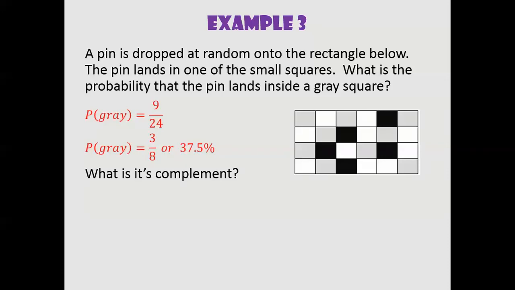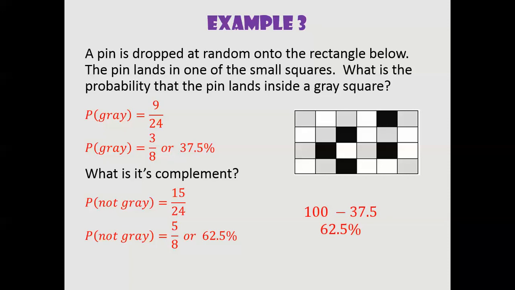All right. The probability of landing on a gray square is 9 gray squares out of 24 total. That's 3/8, which is 37.5%. To find the complement, you'd say, well, 15 are not gray, so that's 15 out of 24, or 5/8, which is 62.5%. However, that's not the most direct way to get it once you know the probability of the gray, because we know its complement adds up to 1, or 100%. So we can take 100% and subtract 37.5% to get 62.5% much quicker and easier.